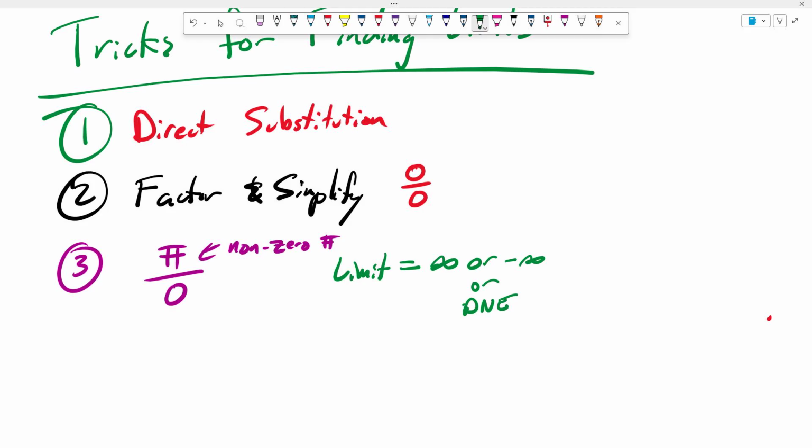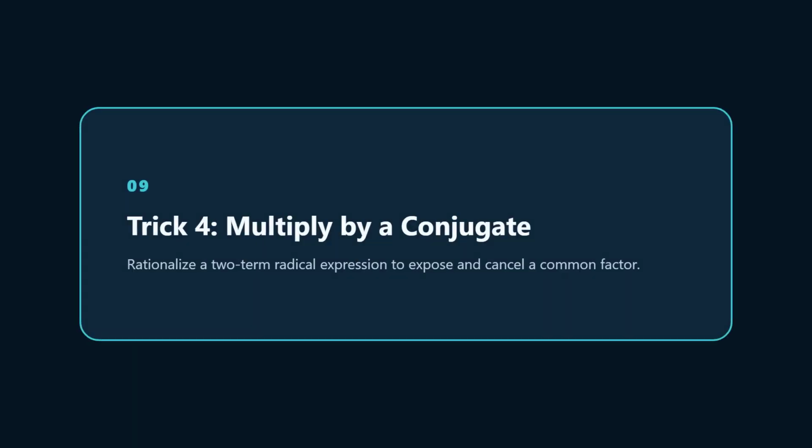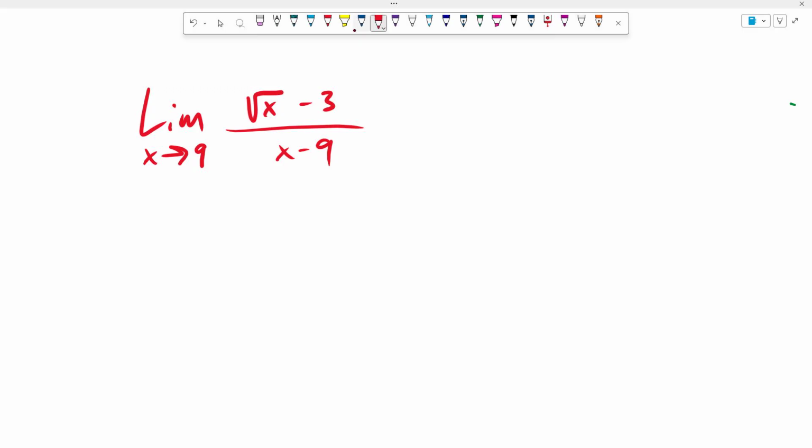0 over 0 is an indeterminate form. Any non-zero number divided by 0 is not indeterminate. The answer is either positive or negative infinity, or if from the left and the right they're opposite, it does not exist. Okay, what's the first thing we always try? Direct substitution. We get 9 minus 3 over 9 minus 9, and we get 0 over 0. And what do we call that? Indeterminate form. So it means we gotta do some other work.